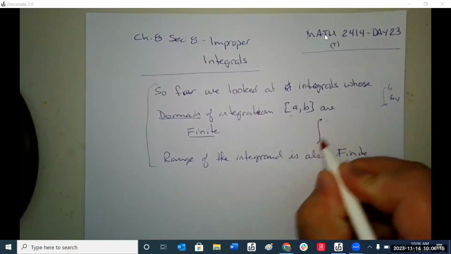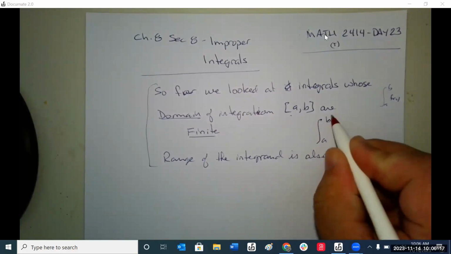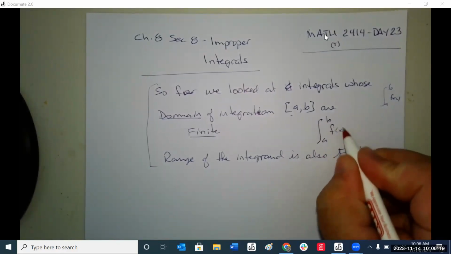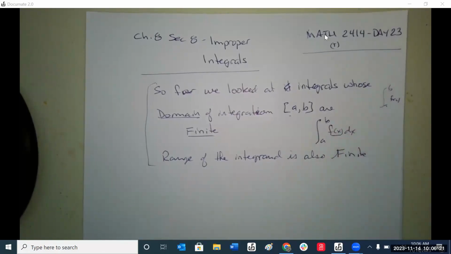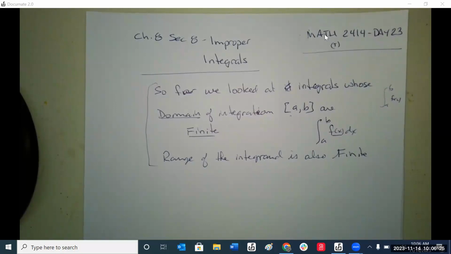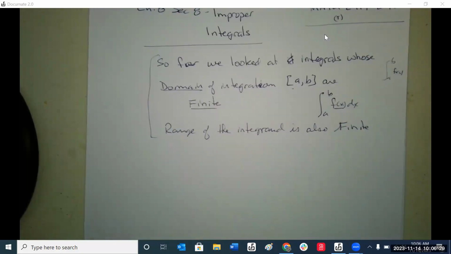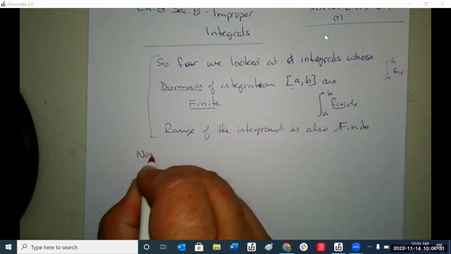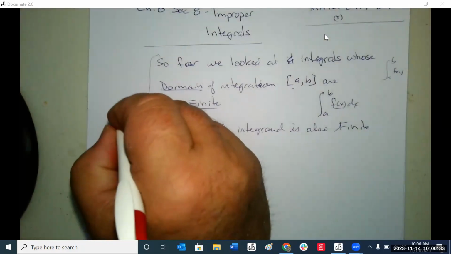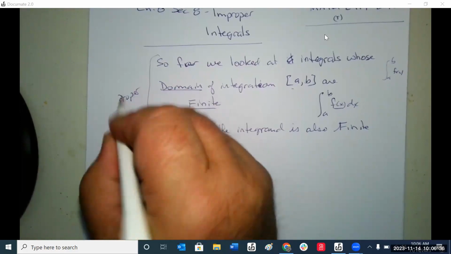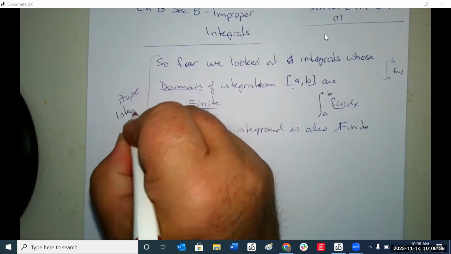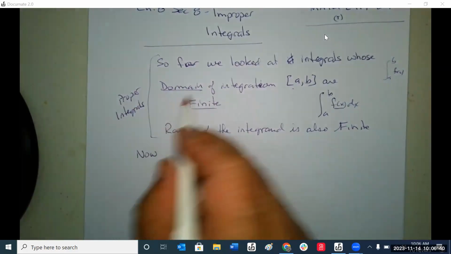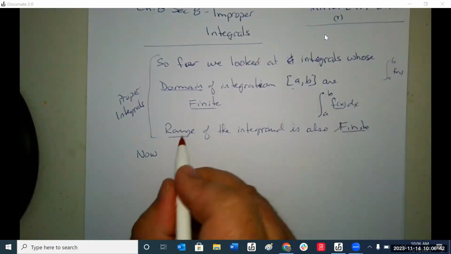So the integral from A to B, that's bounded, and the function itself is finite. So it'll come up with an actual value. We'll get a solution to this. These are what we'll call proper integrals. The domain's finite and the range is finite.